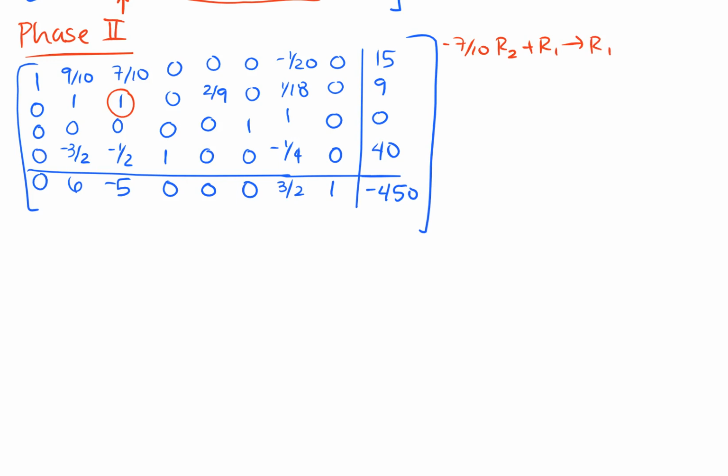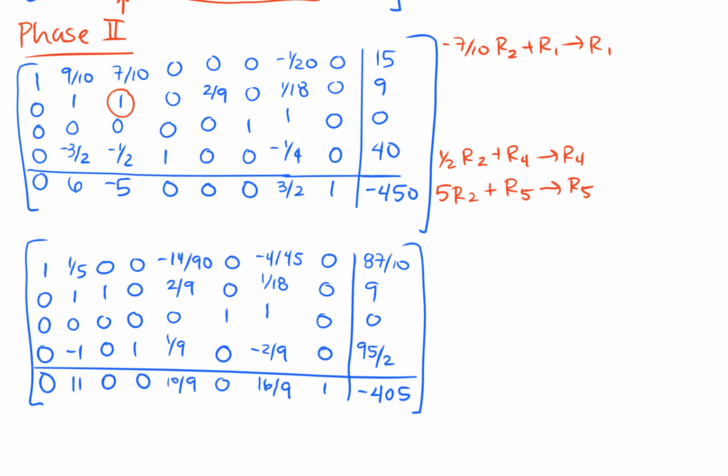We don't need anything for row 3 because we already have a 0. Row 4, we need 1/2 row 2 plus row 4 into row 4. And finally, we need 5 times row 2 plus row 5 goes into row 5. So let's go ahead and do those operations and we'll see what tableau we end up with.